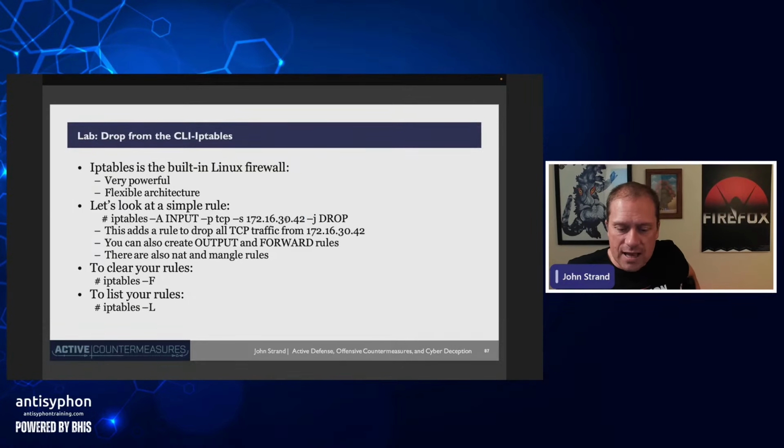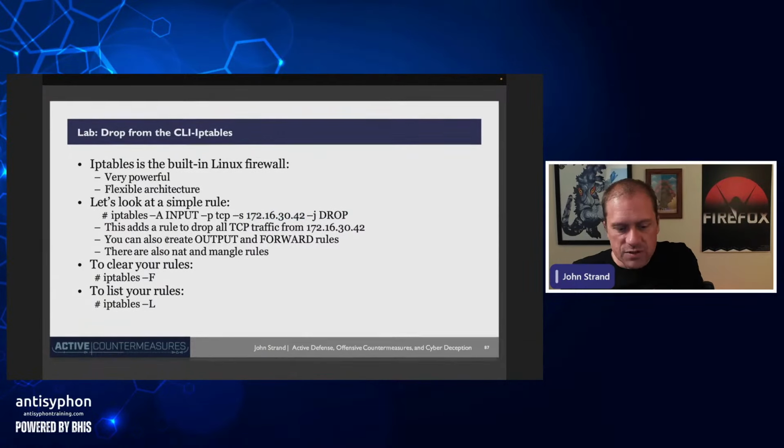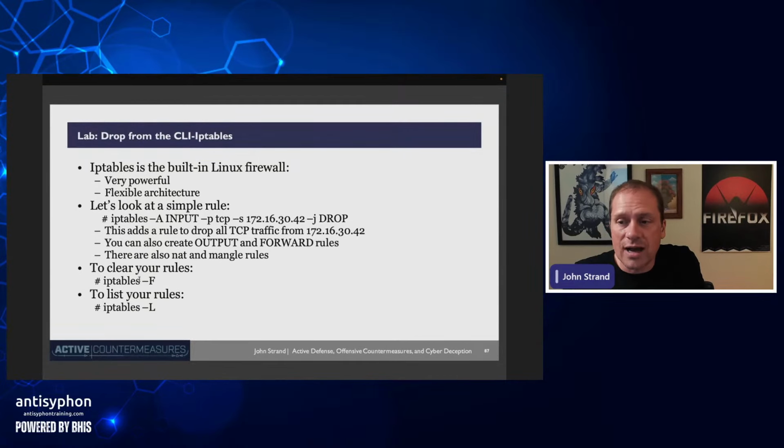Now, the goal of this lab is you want this to be a variable that is automatically assigned from someplace else, and I'll explain what that someplace else is. So, all right. If you want to clear your rules, you do iptables -F. If you want to list all of them, it's iptables -L.